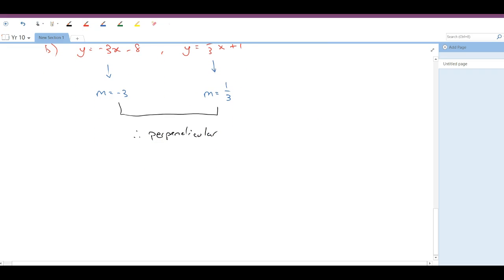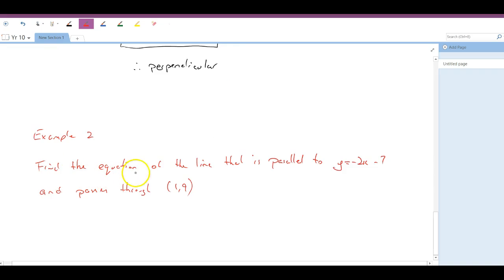Okay, one more example. Here's our example. Find the equation of the line that is parallel to y equals minus 2x minus 7. Parallel is an important word, and parallel to this line. So what we can gather from that, what's the gradient of this line here? It's minus 2, isn't it? So the gradient of this line is minus 2, and the line that we want the equation of is parallel to it. So our line has m equal to minus 2 because it's parallel to this, and it also goes through 1, 9.